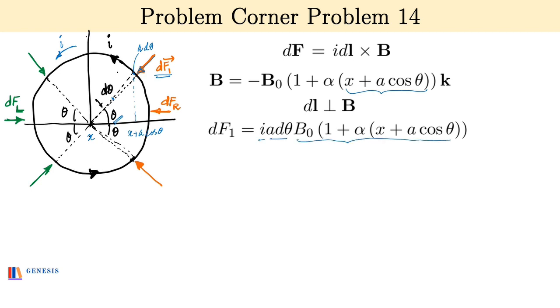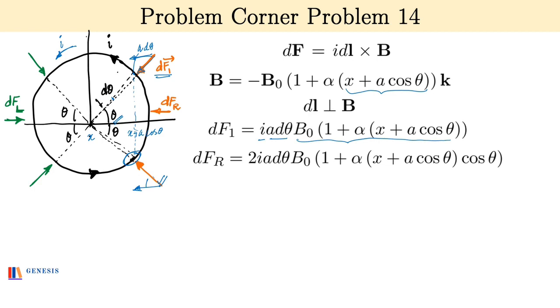Now, take an element which is the reflection of this element about the x-axis. You will find that the force has the same magnitude and points radially inward. Thus, for this pair, only the x component of the forces will add up, and the resultant will be dF_r is equal to 2I a d theta B naught into 1 plus alpha times x plus a cos theta into cos theta. The cos theta is the component which is adding up, and this force will act in the negative x direction.